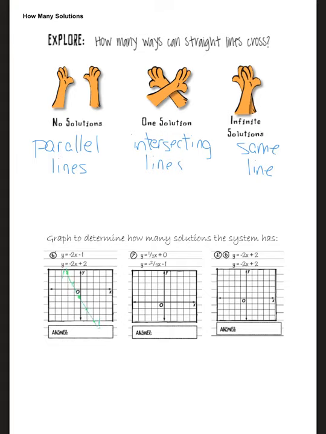Okay, the second one is y equals negative 2x plus 2. So I'm going to do my y-intercept of 2. My slope is still negative 2 over 1. And what happens? They don't intersect, right? So how many solutions does this system have? It has no solution, okay? Notice they're parallel.